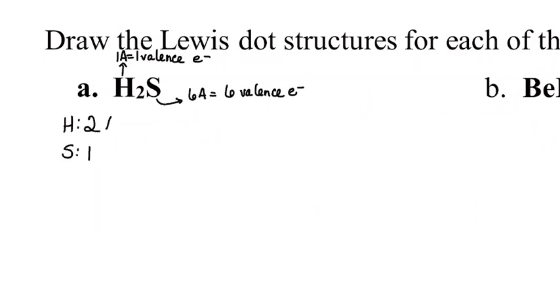So I'm going to multiply the subscript by the valence electrons. For hydrogen it's 2 times 1. For sulfur it's 1 times 6. So this equals 2. This equals 6. What I'm going to do after that is add these 2. So I have 8 electrons available for bonding. Okay.